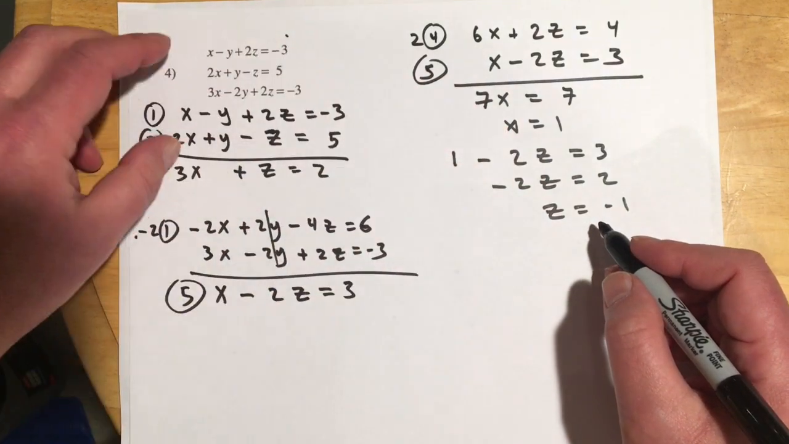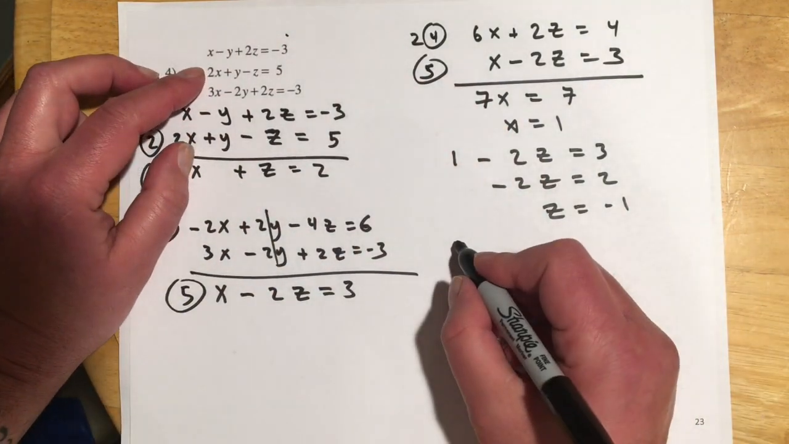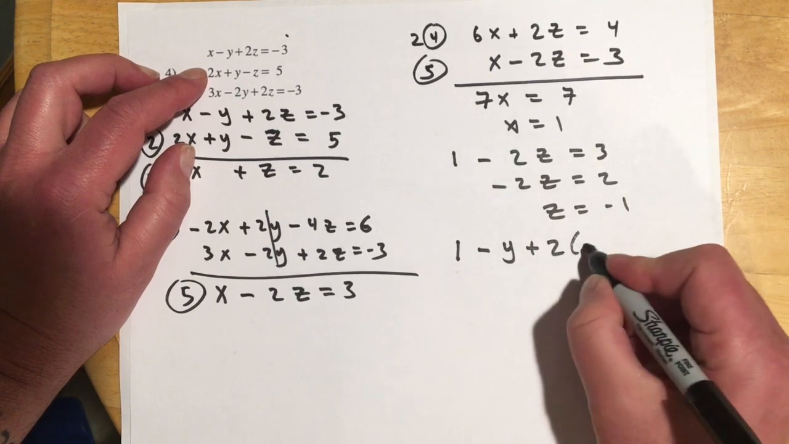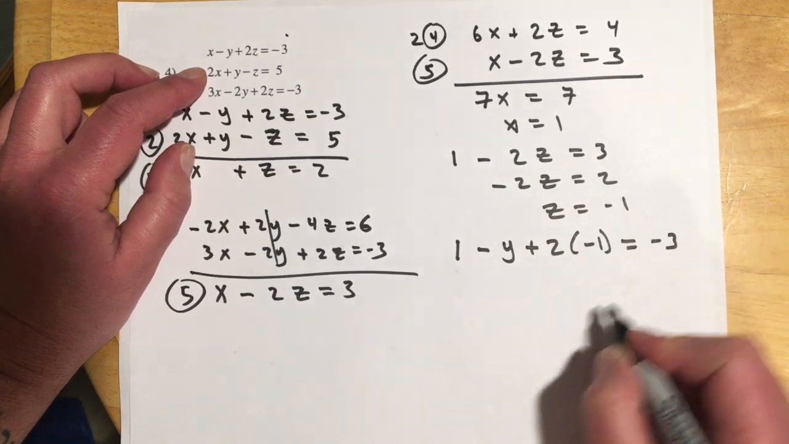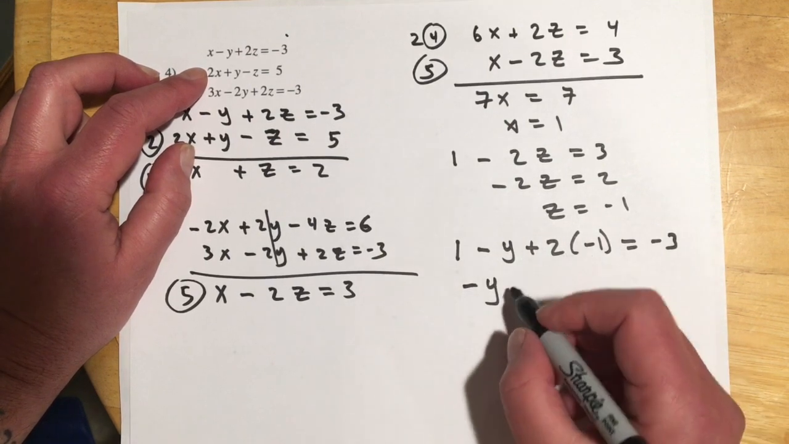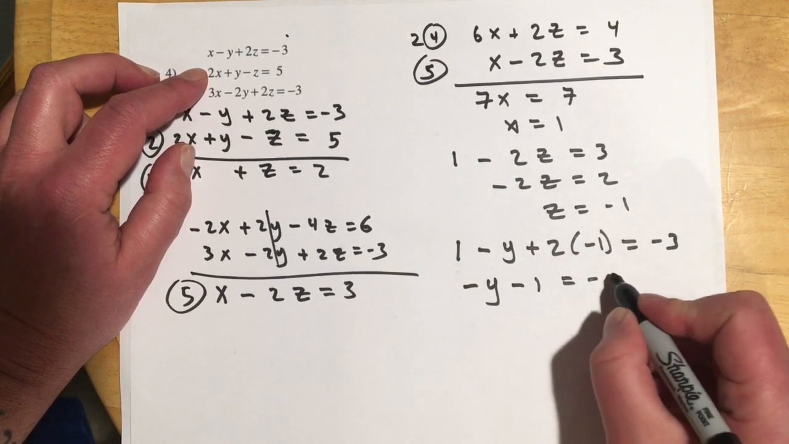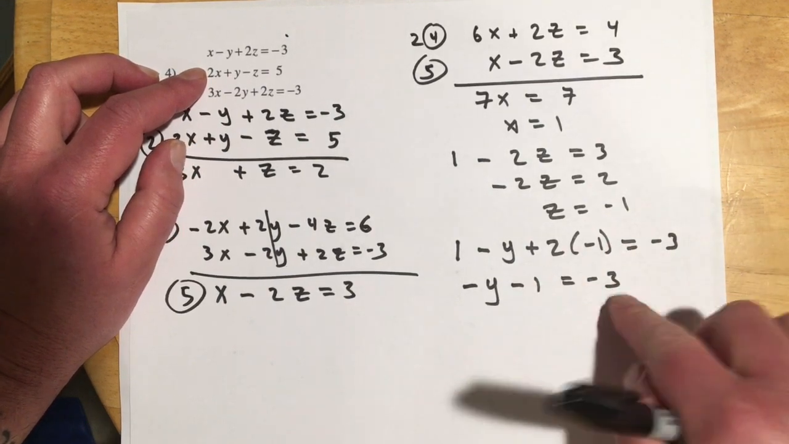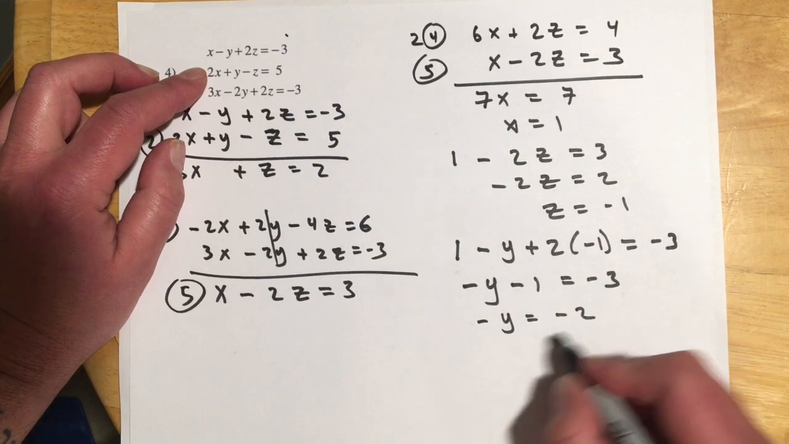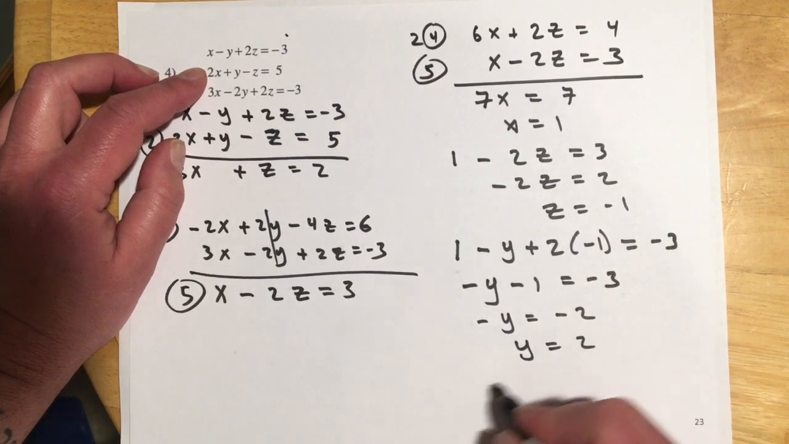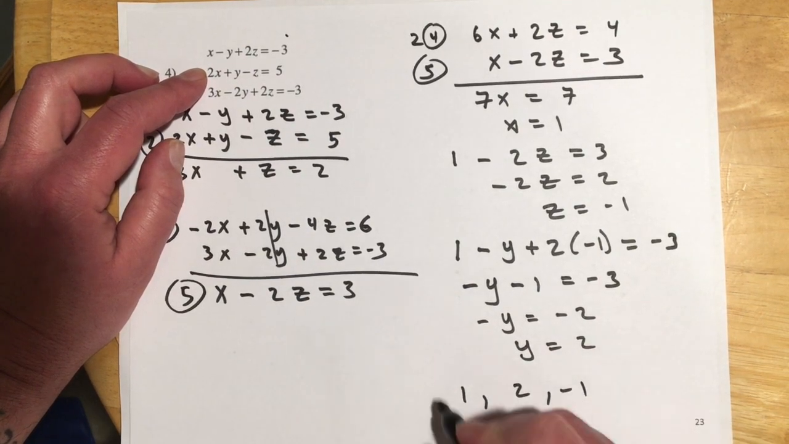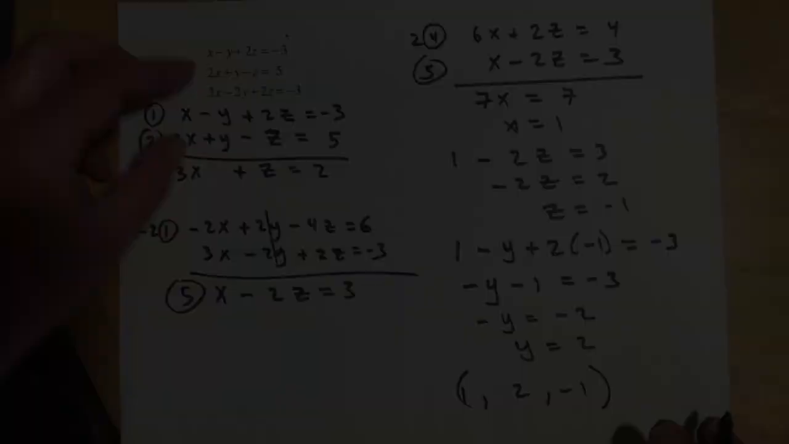And then once I have these two, I can come back to either 1, 2, or 3. So 1 minus y plus 2 times negative 1 equals negative 3. So negative y, so this would be 1 minus 2, so that's minus 1 equals negative 3. Add the 1 over, and negative y equals negative 2, so y equals 2. So solution set is 1, 2, and negative 1.